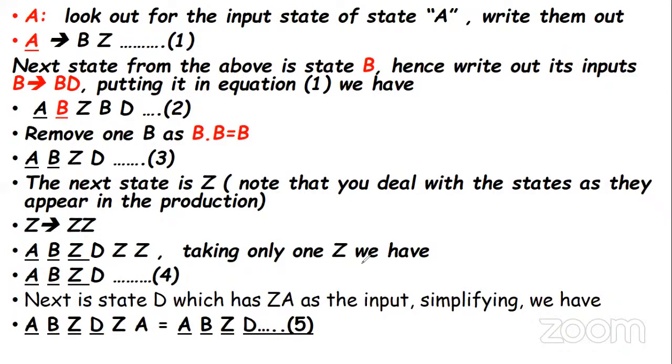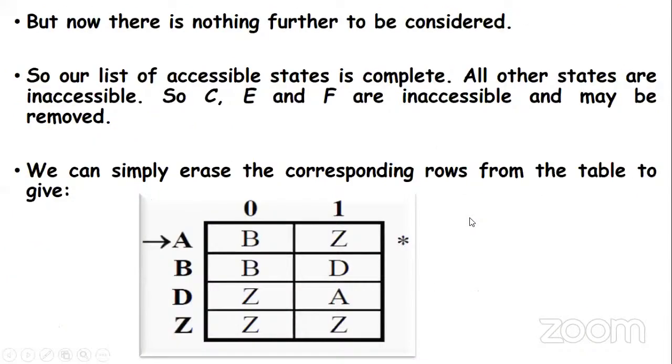All right, so we move on. So I just use all these to explain, and I was still writing plenty of English. So all you need to do is just write out the initial state and start having the possible combinations. For now, there is nothing further to consider because we have exhausted all the combinations. So our list of accessible states is complete. All other states are inaccessible.